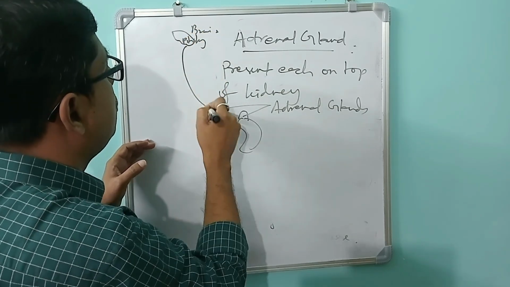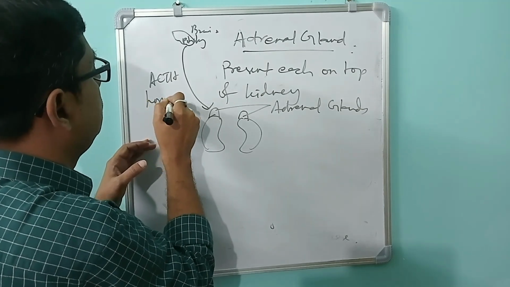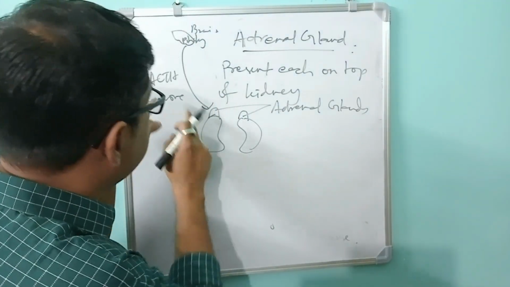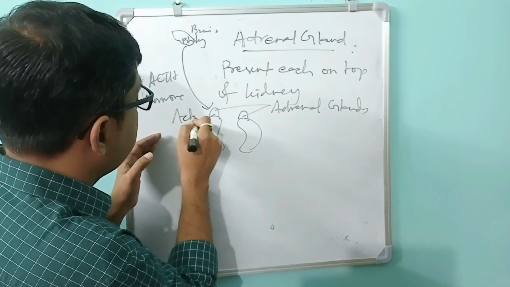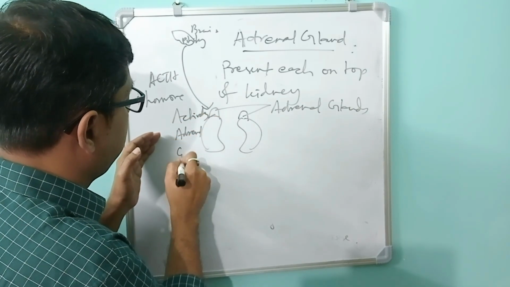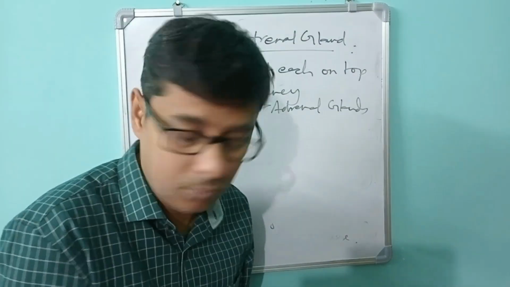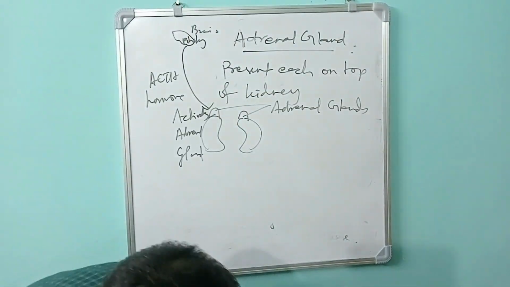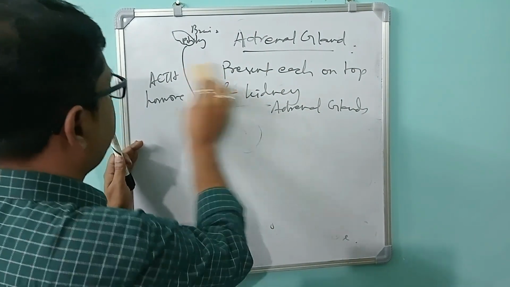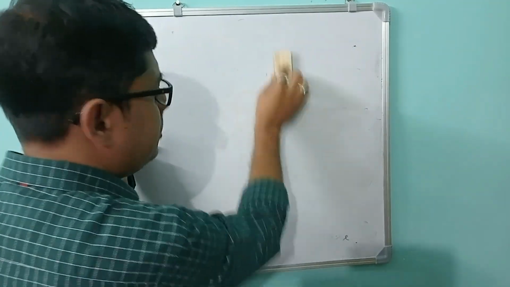It releases a hormone called ACTH hormone, adrenocorticotropic hormone, which I have discussed. This ACTH hormone activates adrenal gland, and then adrenal gland releases its own hormones. Now what are the hormones released by adrenal glands? So I hope this is clear to you. What are the hormones released by adrenal glands?